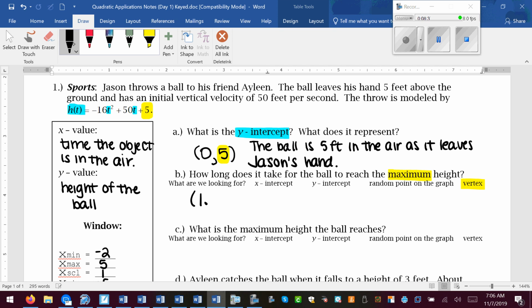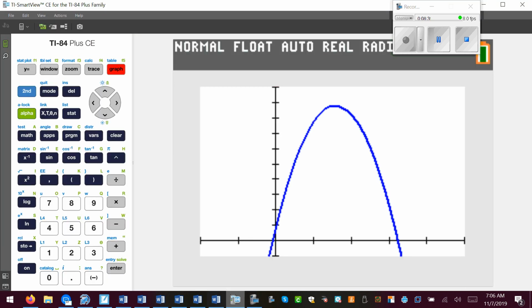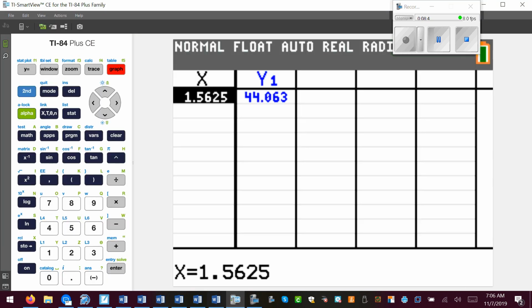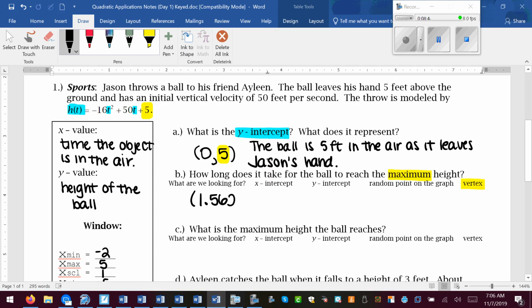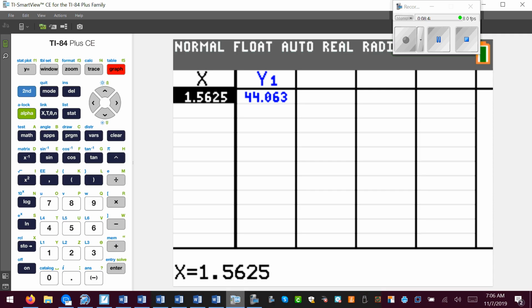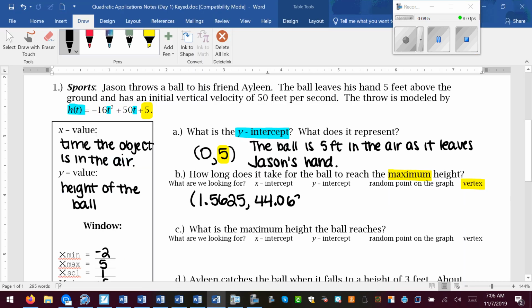We know that it was at 1.5625, comma 44.063. And the question says how long. That refers to a time, and time is my x value. So the answer I'm looking for is 1.56. The directions at the top of the paper say to round to the nearest hundredth, and time is measured in seconds.